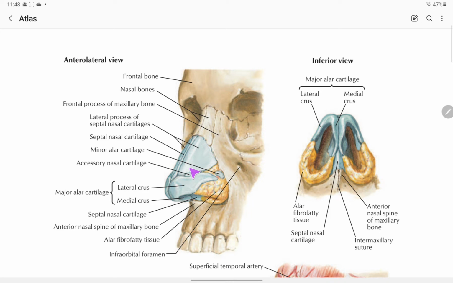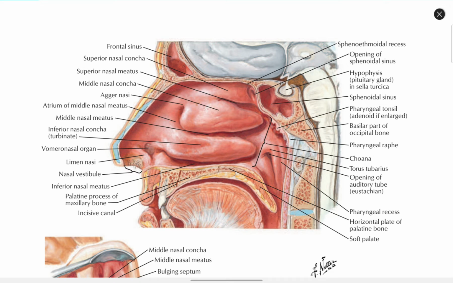This region is supplied by the external nasal, infratrochlear and the infraorbital nerves. Now talking about the nasal cavity. The nasal cavity extends from the nares to the choana, the posterior nasal choana.